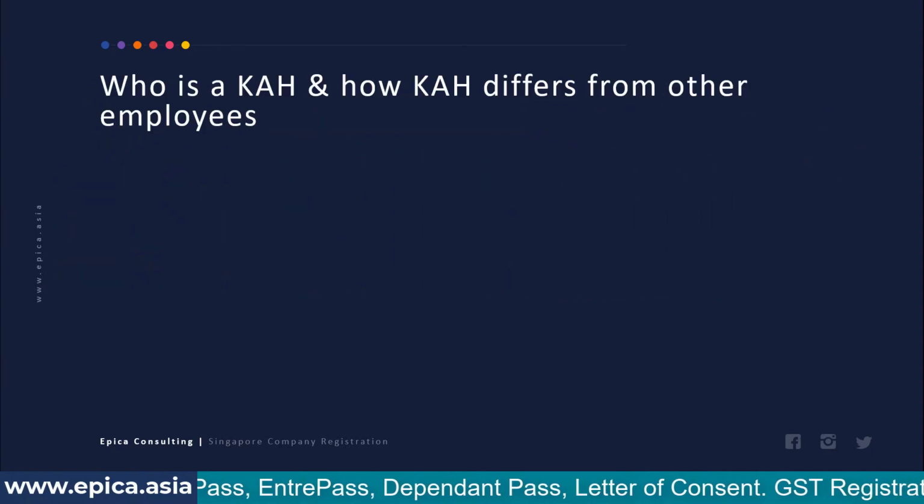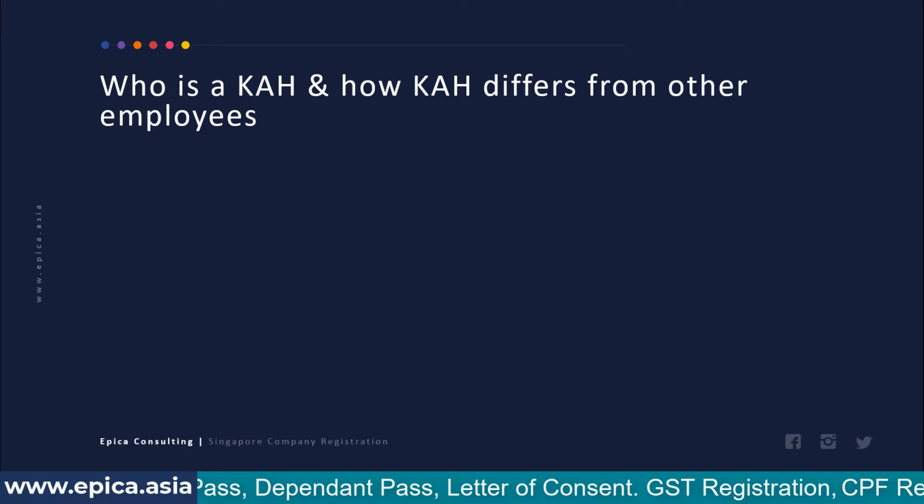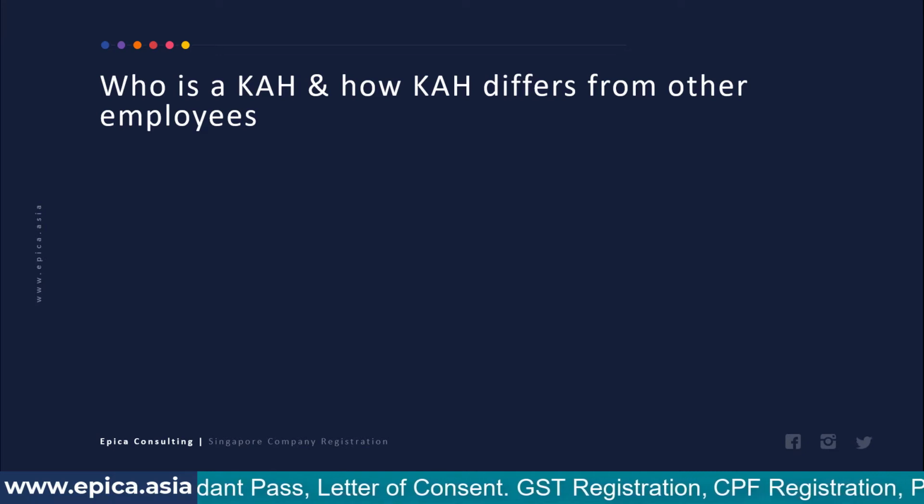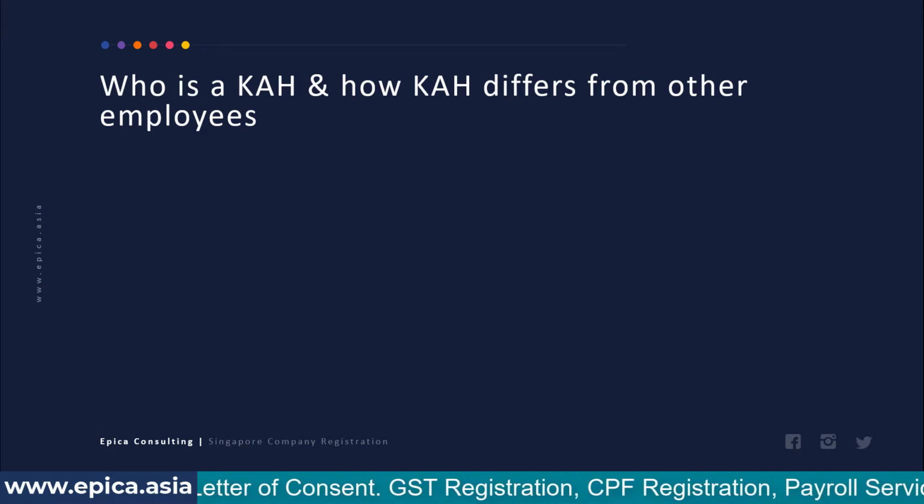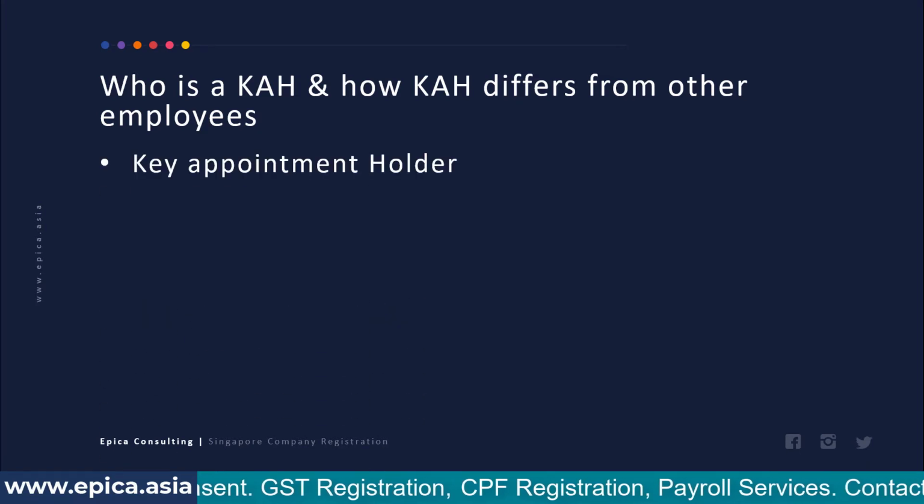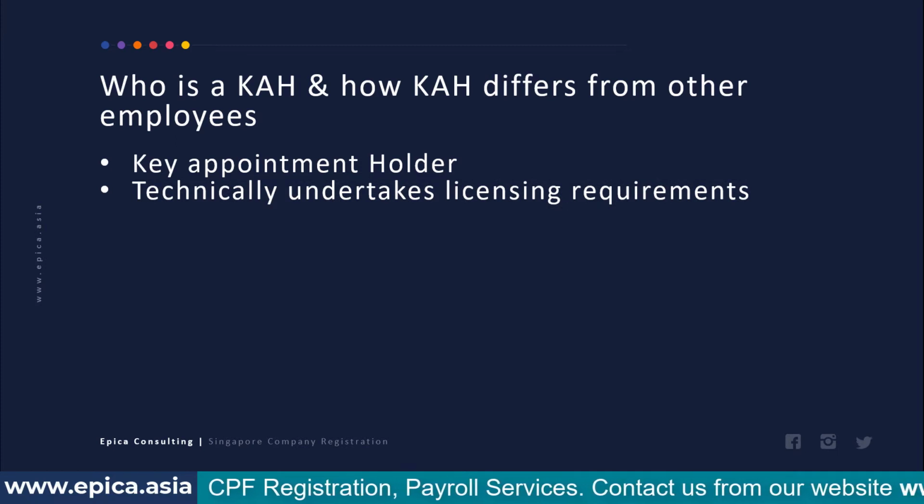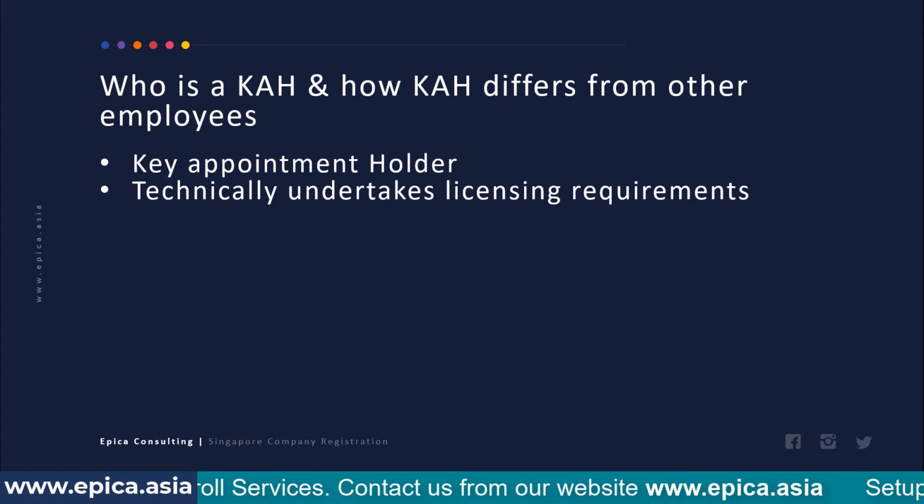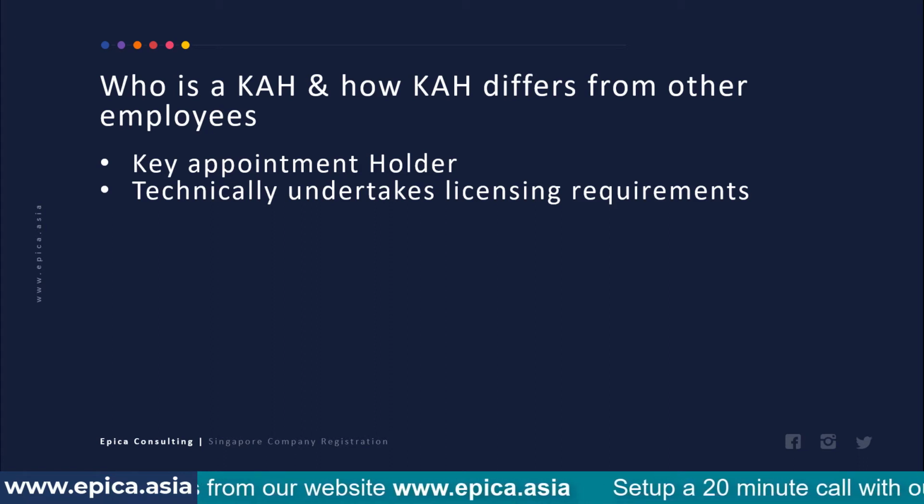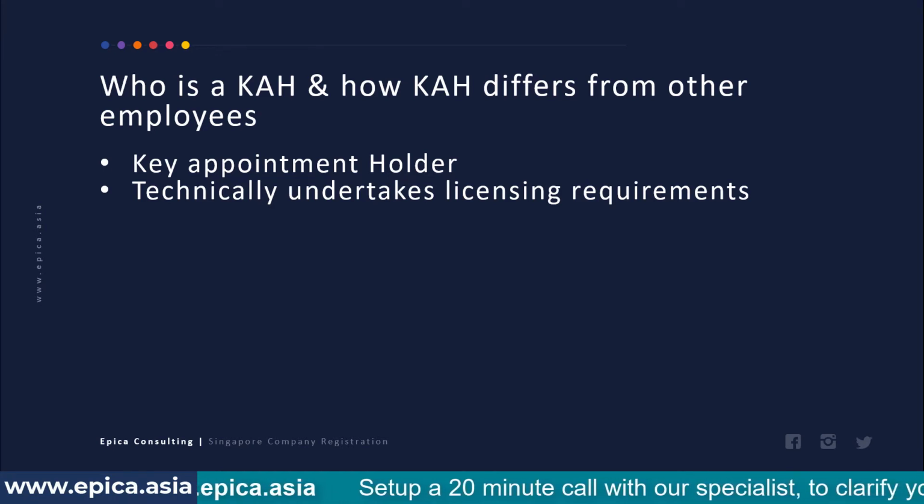So now having understood this, the next question is who is a key appointment holder, and how the key appointment holder (KAH) differs from other employees. KAH stands for key appointment holder, and this is the person who undertakes the licensing requirement. When the Ministry of Manpower issues a license, it will be issued in your organization's name. It will say that such and such company is given this license, and the name of the key appointment holder will be mentioned in that.